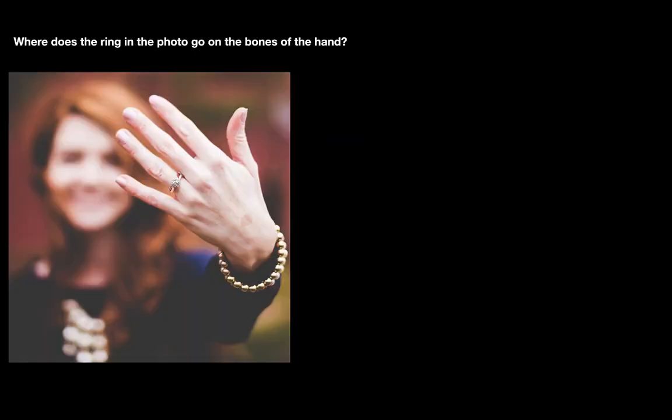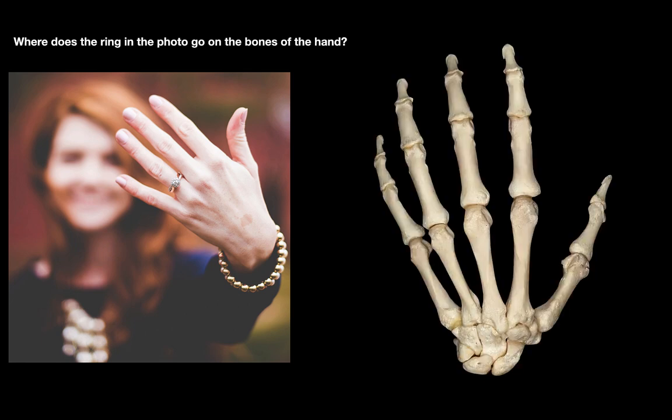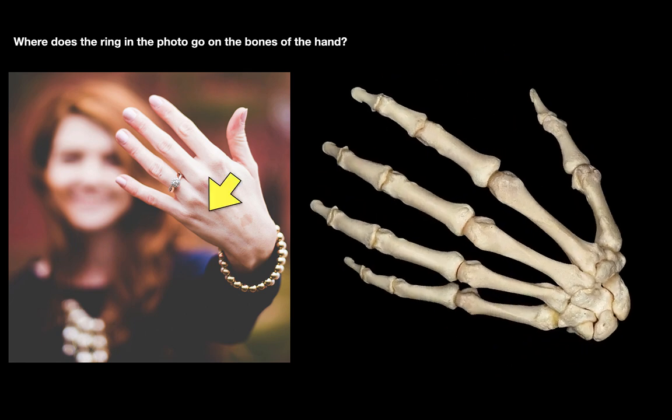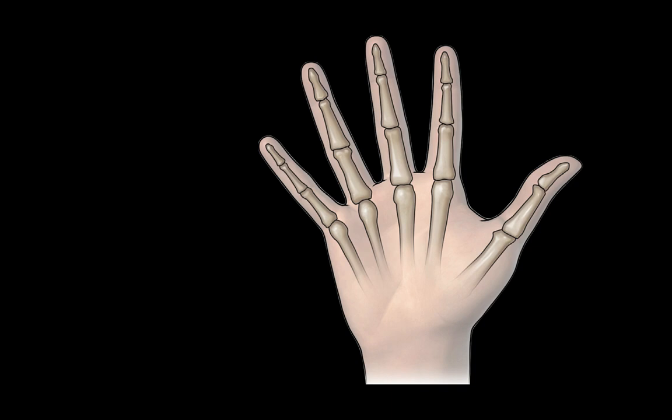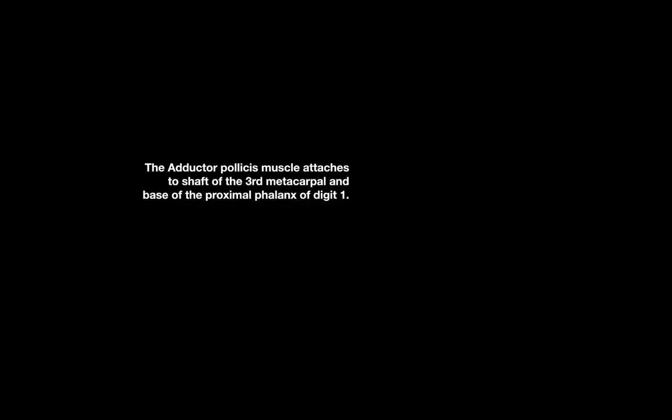All right, so let's do, where does the ring in the photo go in the bones of the hand? So we do it like this and find there's our fourth metacarpal, and we go to the next bone up. There's the ring. That is the proximal phalanx of digit 4. All right, so what about that joint right there? Well, that's between a metacarpal and a phalange, so that is the MCP, or metacarpal phalangeal joint.